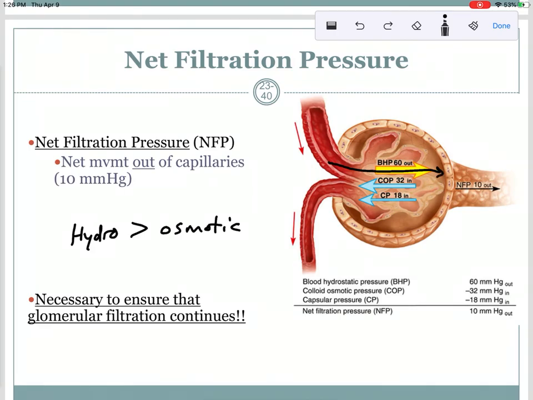Because what's the alternative? If osmotic pressure was greater, that would mean that we'd have a backup in the plumbing. Instead of being able to filter from the glomerulus into the tubules, we'd be having a net pressure from here in. And that would pretty much completely disrupt our ability to filter at all. So we don't want that to happen. We want hydrostatic pressure to be greater, and that keeps fluid moving in this direction. Okay, good.